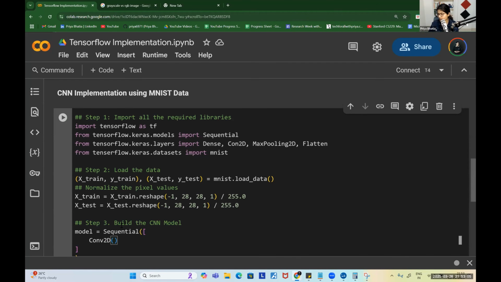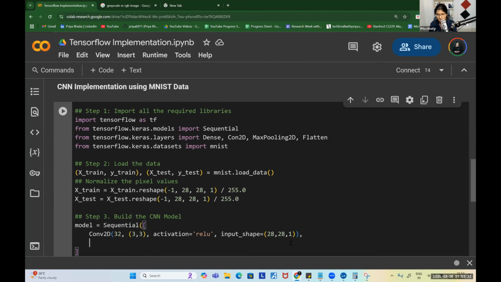Now, I'm mentioning 32, comma 3, comma 3, activation as ReLU, input_shape equal to, what is the shape of my data? 28, comma 28, comma 1. Can anyone guess what this 32 indicates?